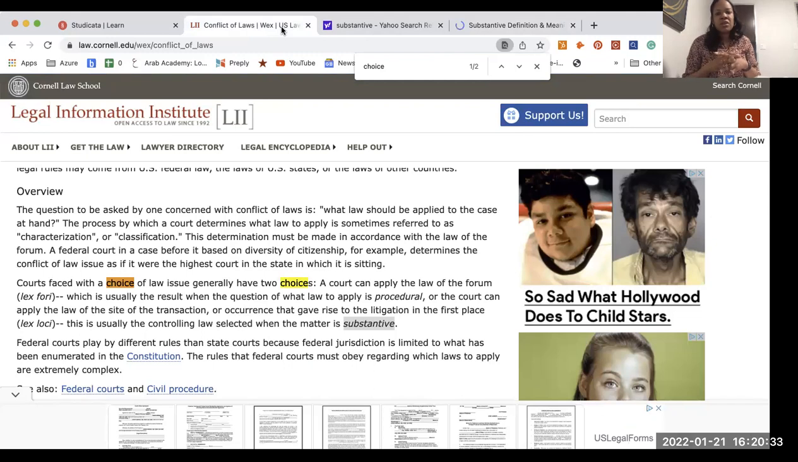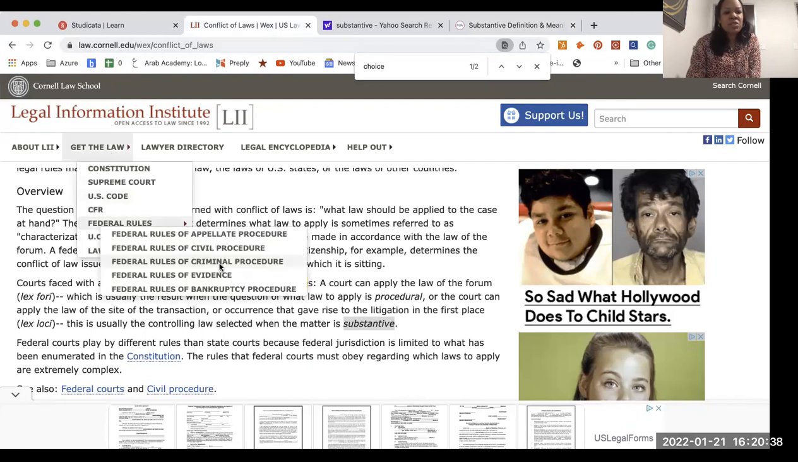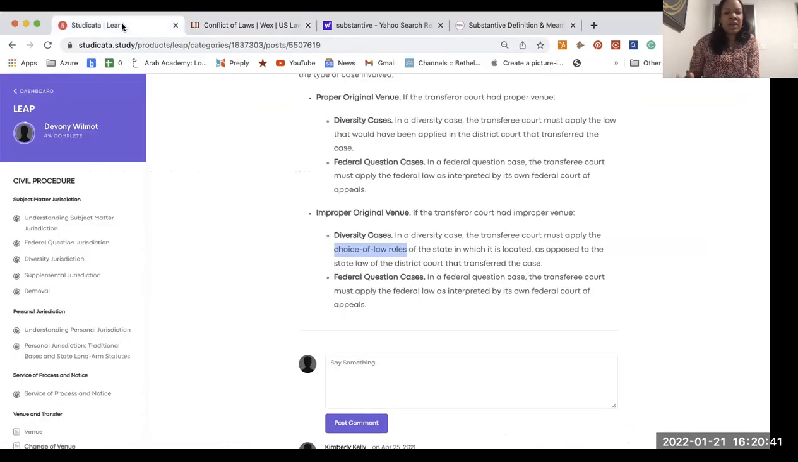So, we just started on this journey. So now we know a bit about choice of law here. So diversity cases. In a diversity case, the transferee court must apply the choice of law rules of the state in which it is located, as opposed to the state law of the district court that transferred the case. So if the original venue was improper, the new court has to apply the choice of law rules of the state in which it is located. So we have to look up what those choice of law rules are depending on the state. We, of course, are studying law in the state of Vermont, so that's something we need to know.